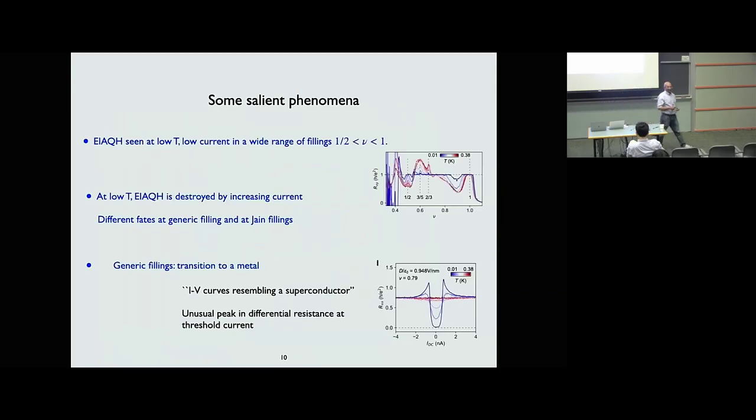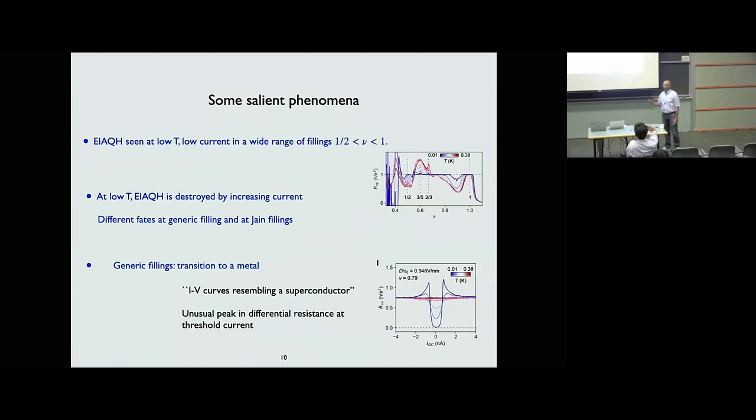These are some of the things that I want to think about, and so let me present some of the salient phenomena that are reported in the experimental paper. This extended integer quantum anomalous Hall effect is seen at low temperature and low current in a wide range of fillings. That's what I just showed.